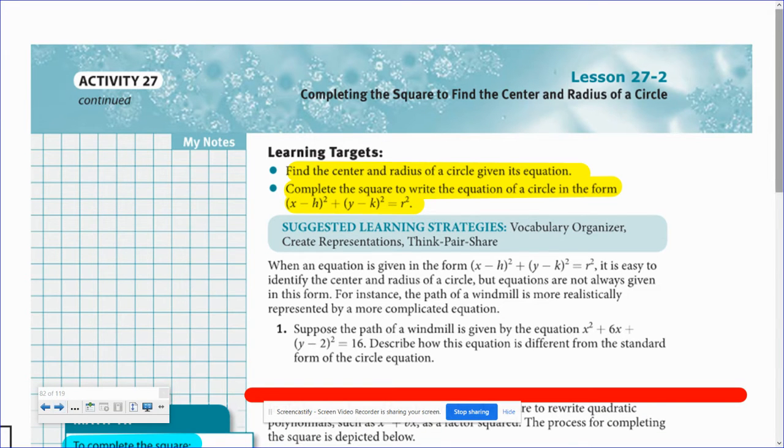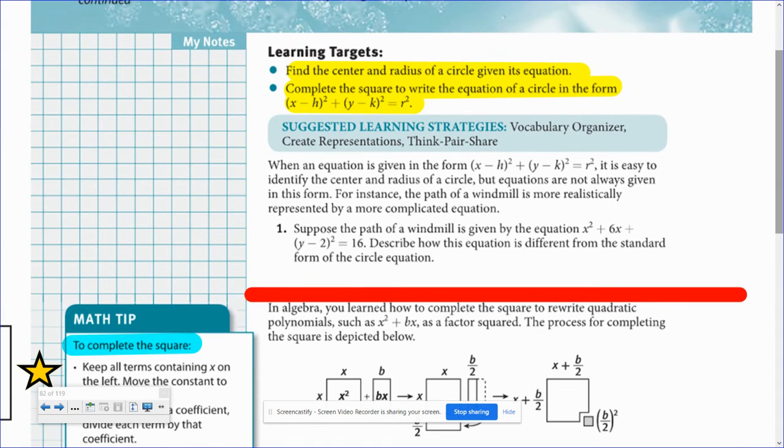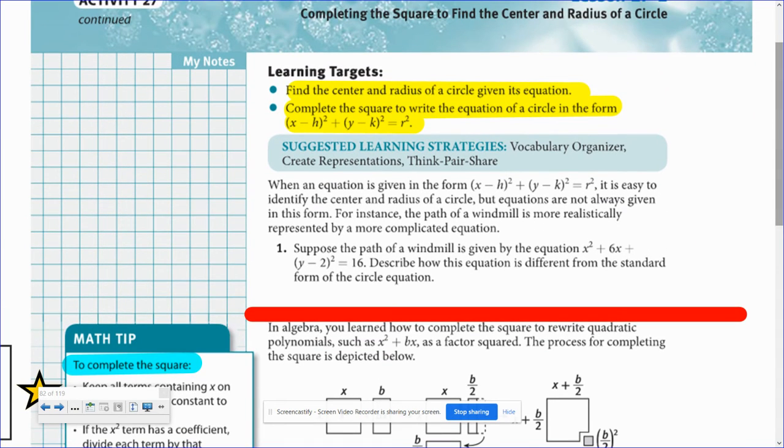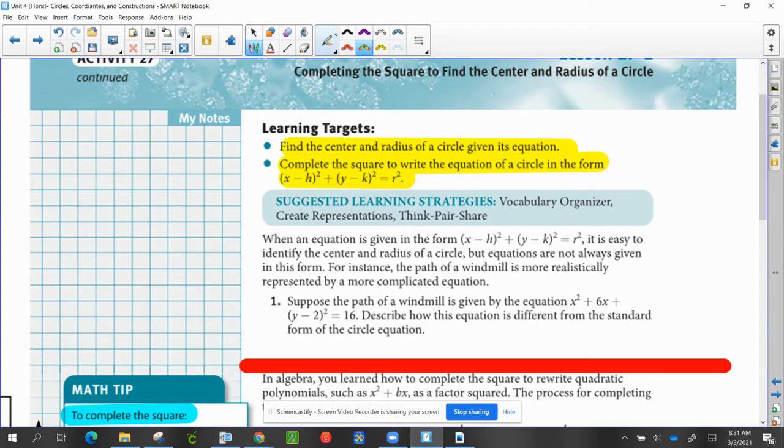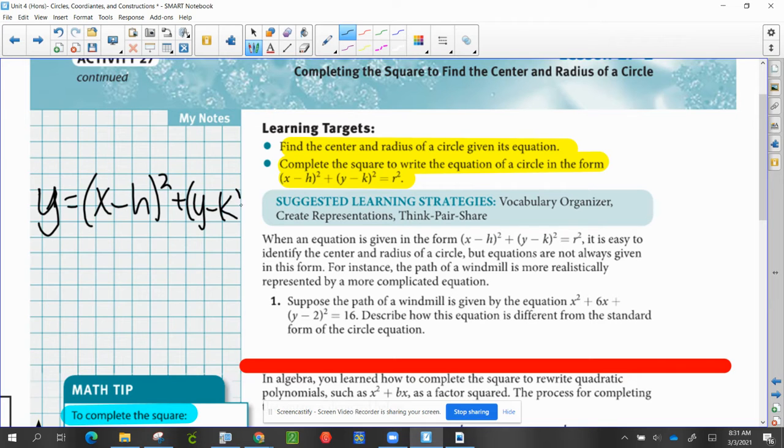Okay, so let's start with question 1 here. Now, in the previous lesson, we wrote equations for circles, and we know our general equation for a circle is (x minus h) squared plus (y minus k) squared. Sorry, it's not equal to y squared, it's equal to r squared, where h and k are our center and r is our radius.